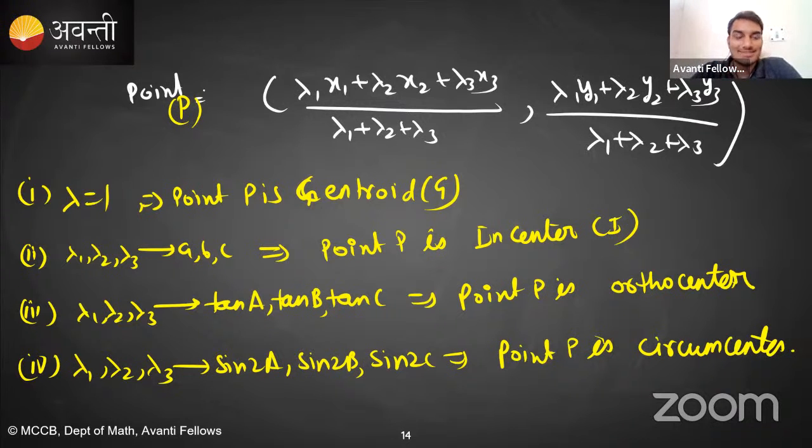Is this clear? So there should be no confusion regarding the definitions. The orthocenter is denoted with H, and the circumcenter is denoted with C, incenter with I, centroid with G. Clear? Okay. If it is clear, then let's proceed.